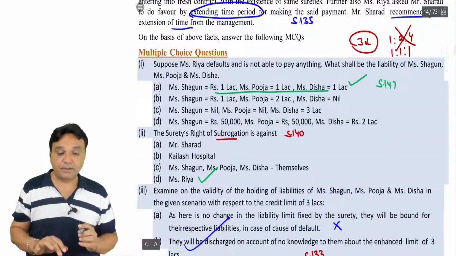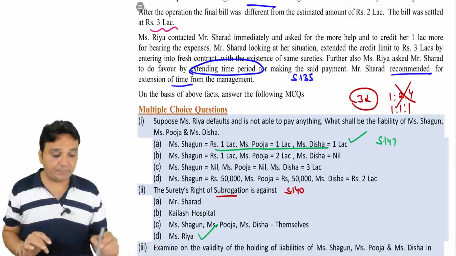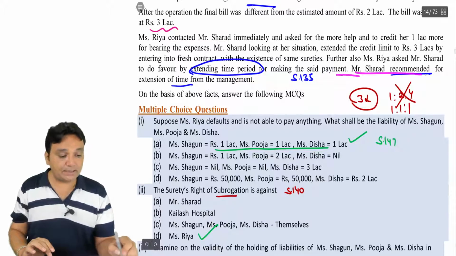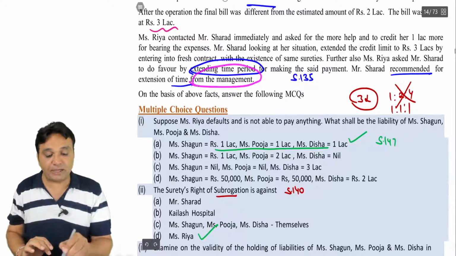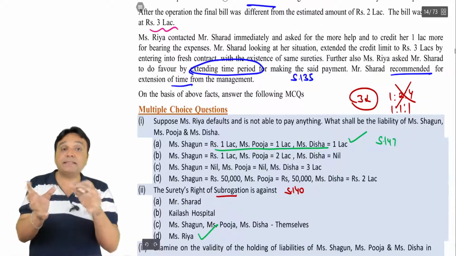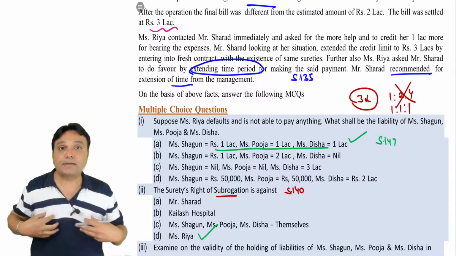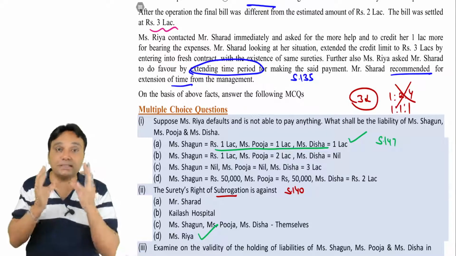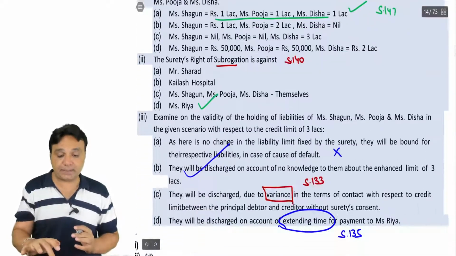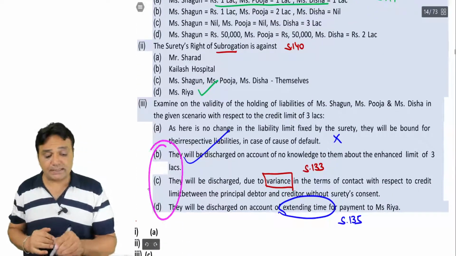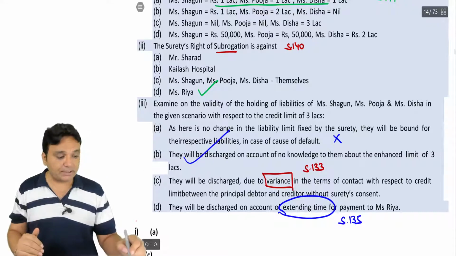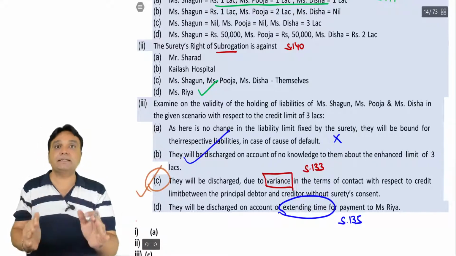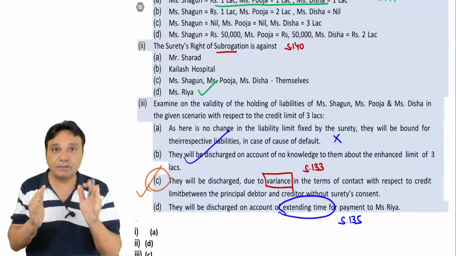But remember, going to the extension of time, what Mr. Sharad, the creditor, said, Mr. Sharad recommended for extension of time from the management. He has recommended. So still the time is not extended. Now this is what you have to take care in the exam. 3 options sounding perfect, but the correct answer is option number C. The better option is option number C.